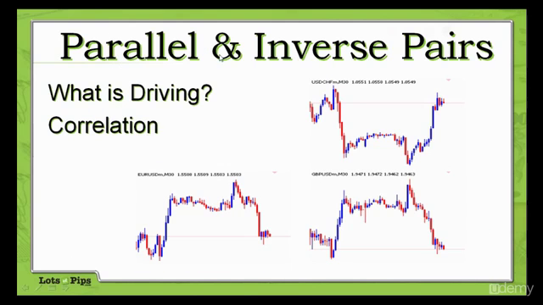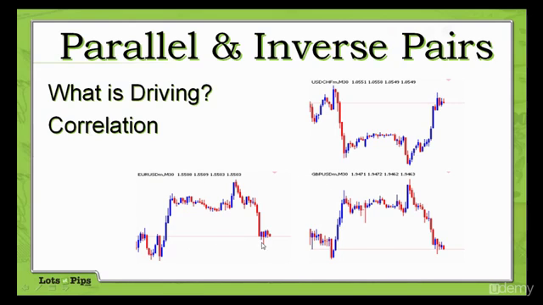Let's talk about some different types of pairs. Okay, we have what are called parallel and inverse pairs. Parallel means they're going along together. Inverse means they're opposites or mirror images almost. And so when we're looking at what's driving the market, we look at correlation between other pairs. And I just want to touch on this because it's kind of a little bit more advanced. But the euro US dollar, because the US dollar is on the right side, is the quoted pair of both of these pairs right here.